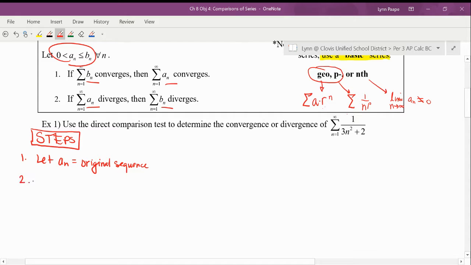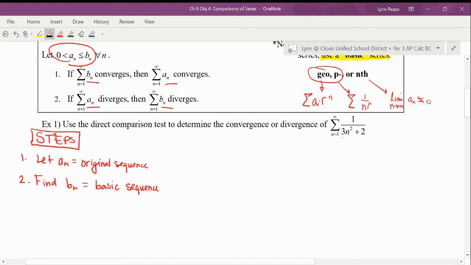And then from there, I'm going to find a basic series and identify that to be our Bn, so our basic sequence. Because I'm writing An without the summation and Bn without the summation, those are my sequences, right? That is how I always will start this particular problem.